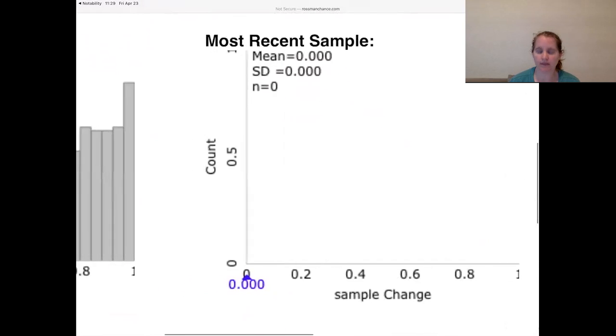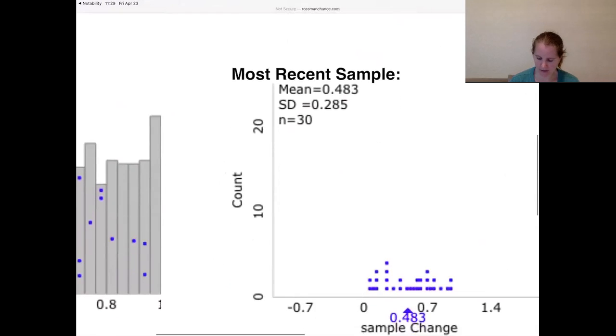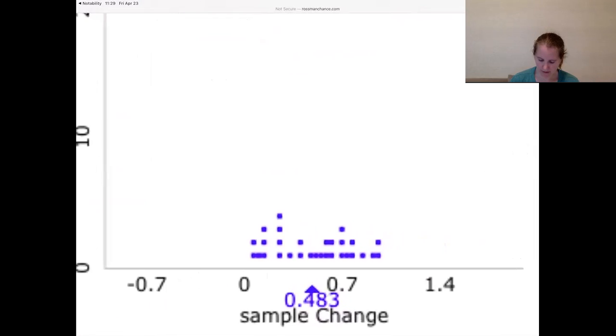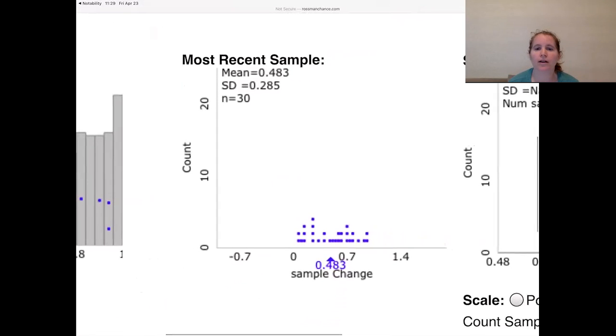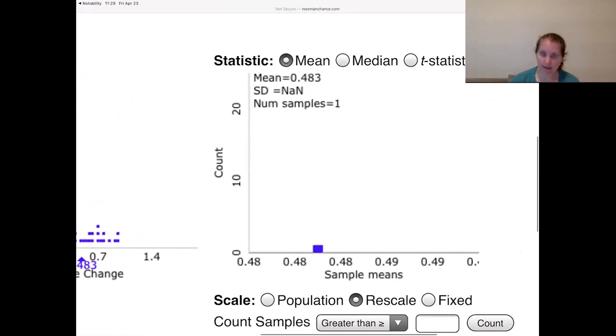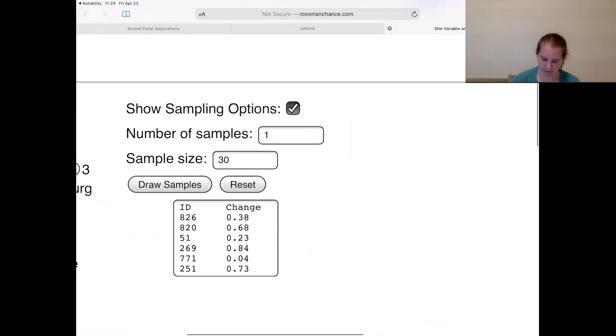I accidentally hit reset there, so let's just redo this. Okay. So here's my sample. So these are the transactions that were drawn. And this particular sample had a mean of 0.483 and a standard deviation of 0.285. And then over here, this is just the mean of that sample, 0.483. So now let's go ahead and do this a few more times.